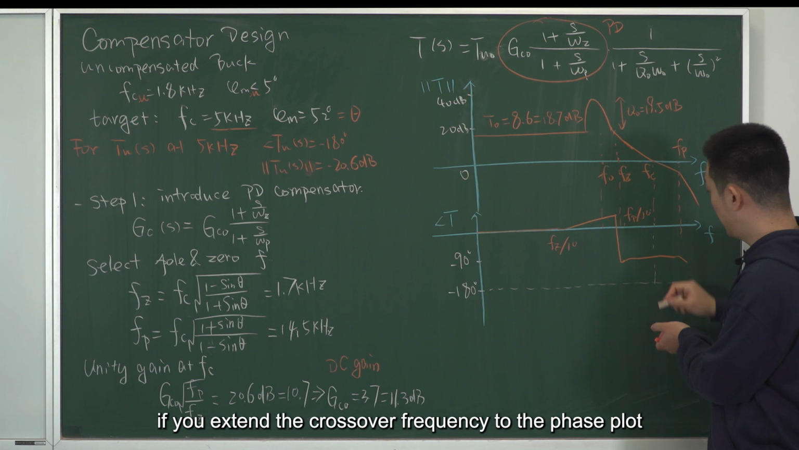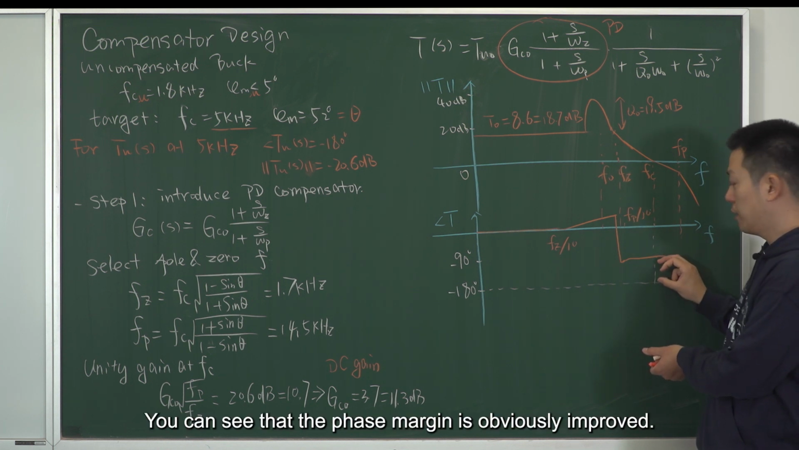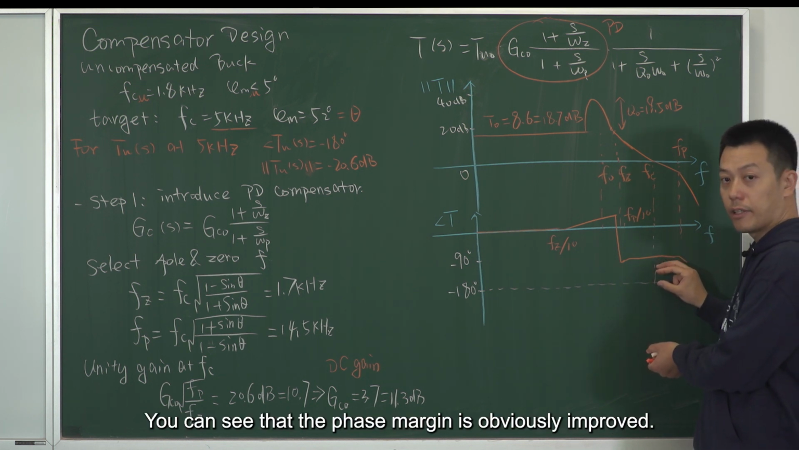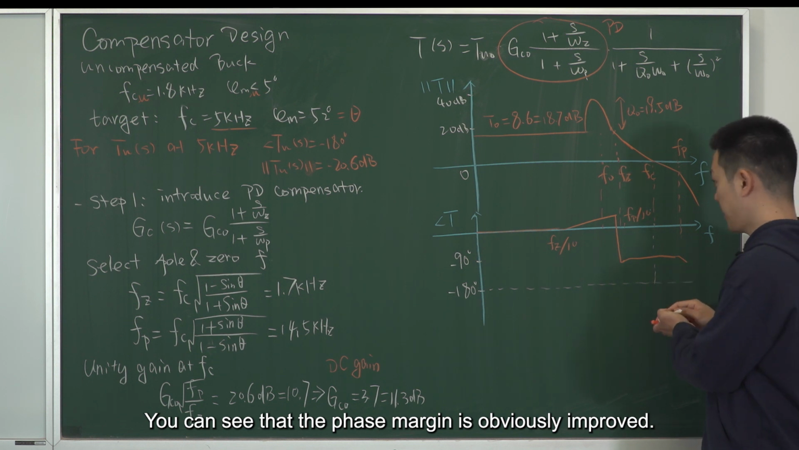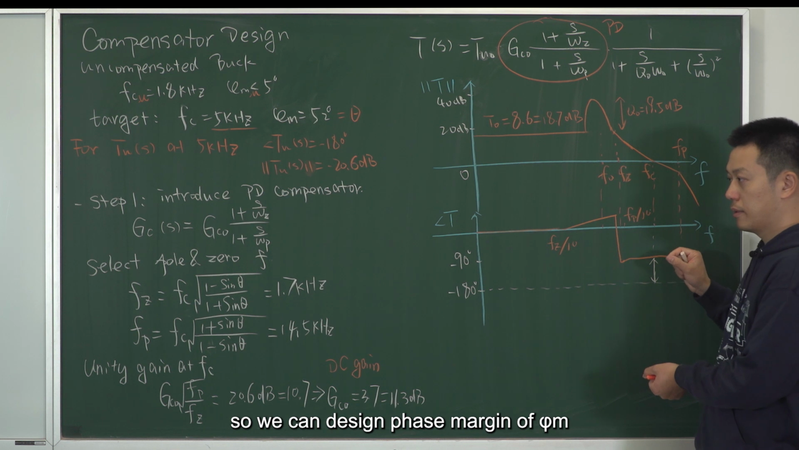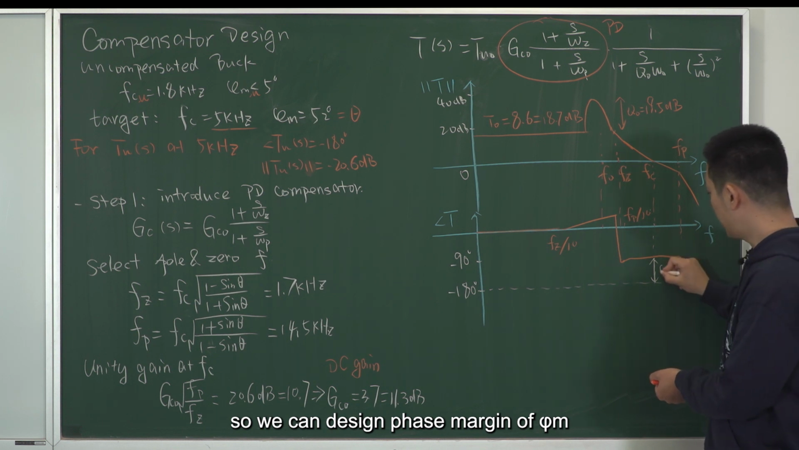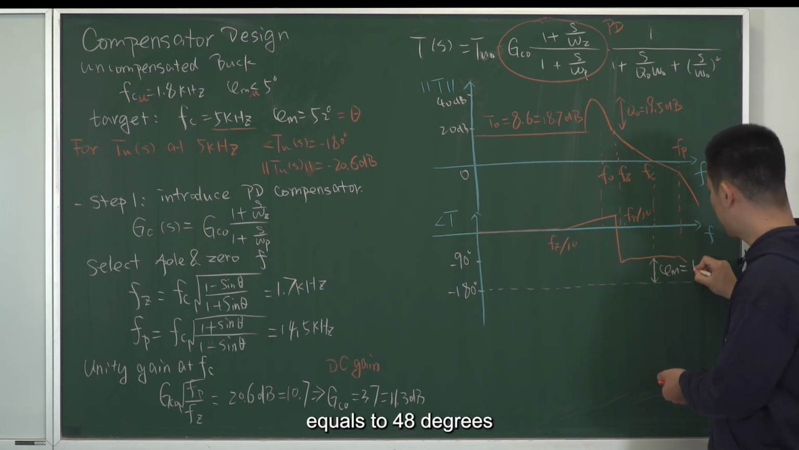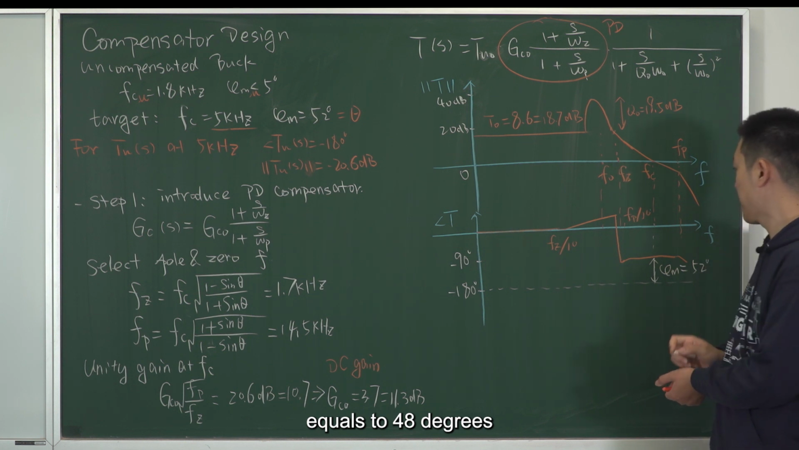So the key thing here is that if you extend the crossover frequency to the phase plot, you can see that the phase margin is obviously improved, right? So we designed our phase margin of phi m equals to 48 degree.